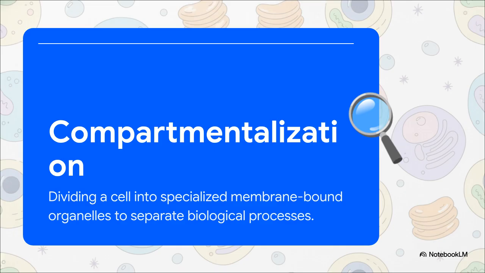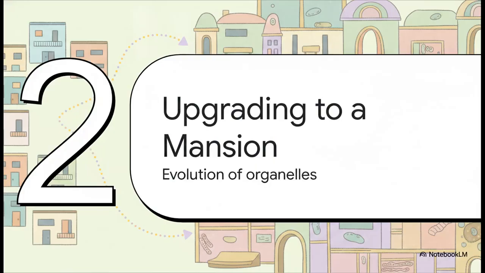Well, it's compartmentalization. It's the evolutionary strategy of dividing a eukaryotic cell into specialized membrane-bound organelles to separate and optimize distinct biological processes. And the core problem this solves is basically cellular clutter. See, in addition to the nucleus, eukaryotic cells contain a wide variety of other compartments. By putting physical walls around specific chemical reactions, the cell prevents total chaos. It allows highly complex and, honestly, sometimes completely incompatible functions to happen right next to each other without any interference. It's brilliant.